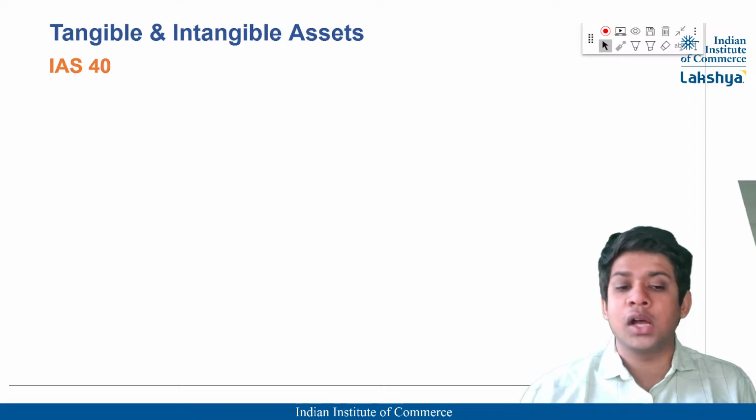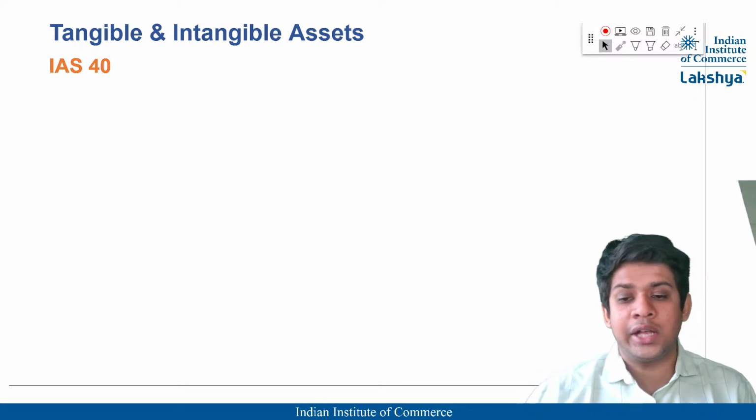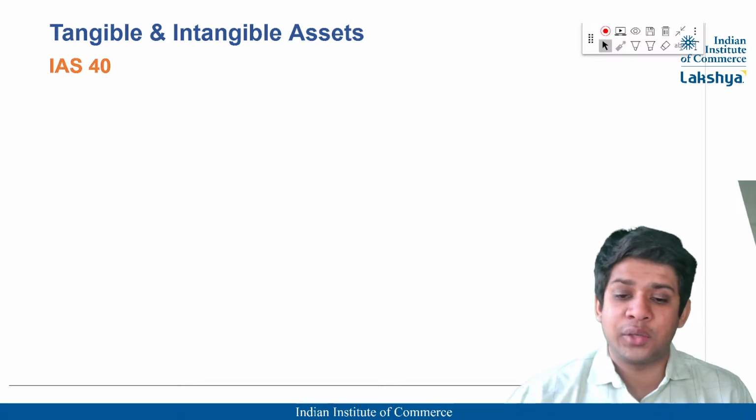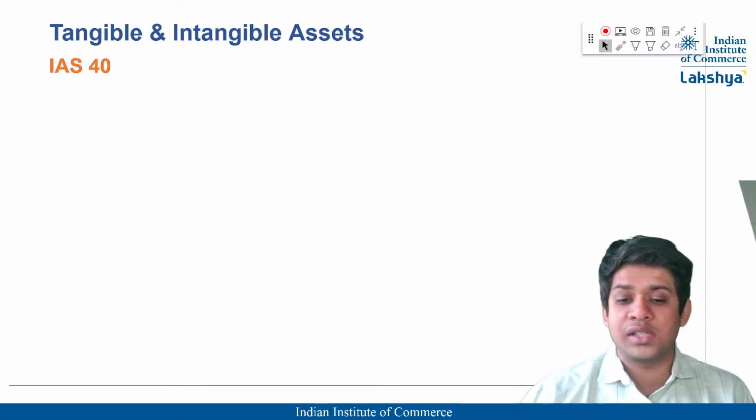Now, IAS 40 is one of the accounting standards of this chapter called tangible assets. After this, we will solve one last accounting standard, that is intangible assets, and we'll be done with the chapter. After which, we intend to complete 4 section B questions today. So let us get started.